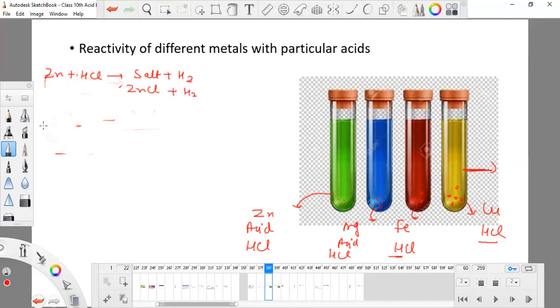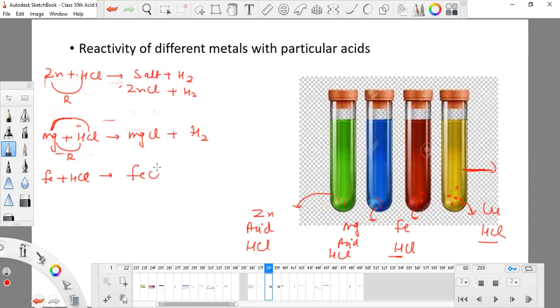What happened with magnesium? I add magnesium with HCl. It will produce MgCl and release hydrogen gas. This chlorine goes with this magnesium, and remember this, that magnesium is replacing hydrogen. Here zinc is replacing hydrogen. So this thing occurs. Now I'm taking ferrous with HCl. You can take any type of acid, no problem. You can take HCl, you can take H2SO4, whatever you want. FeCl, it is going with this, and all of them are making salt.